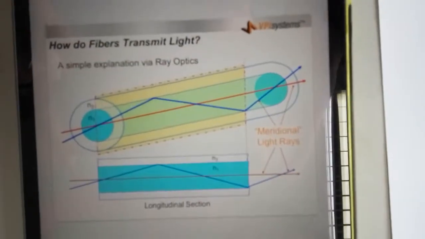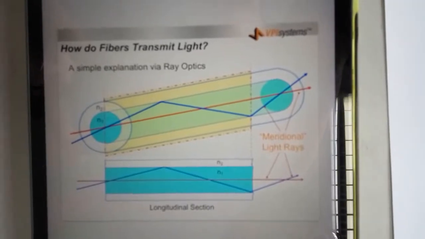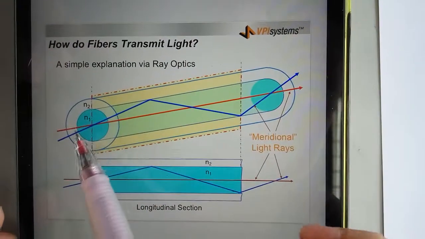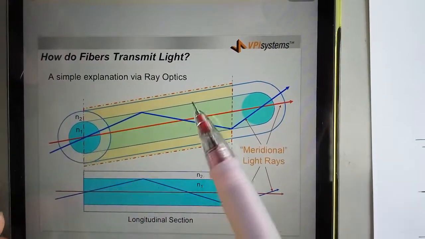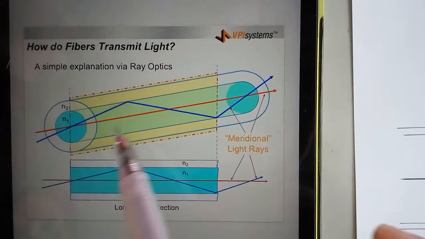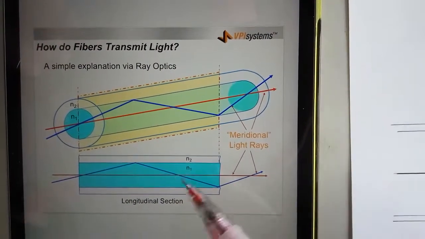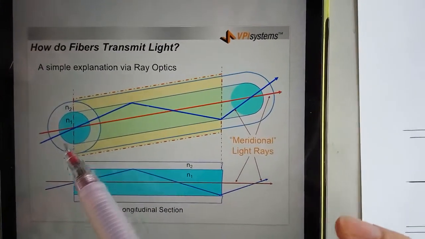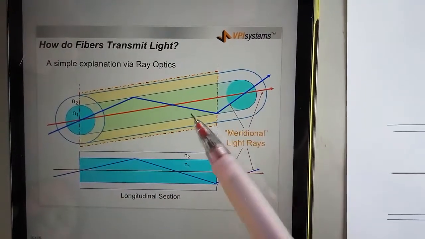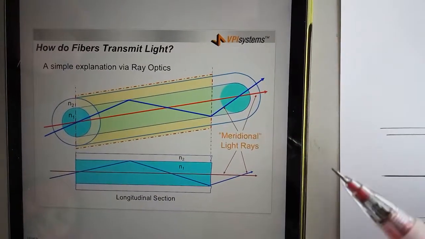In the fiber, it's all about light propagation. Here is a simple explanation via ray optics, looking at the inside of the fiber. This is the core, N1, the blue area. N2 is the cladding. The red ray and the blue ray represent the light rays. When a ray goes straight, it appears as a straight line. But if it goes through at an angle other than straight, which is not 90 degrees to the surface, it will reflect within the core.